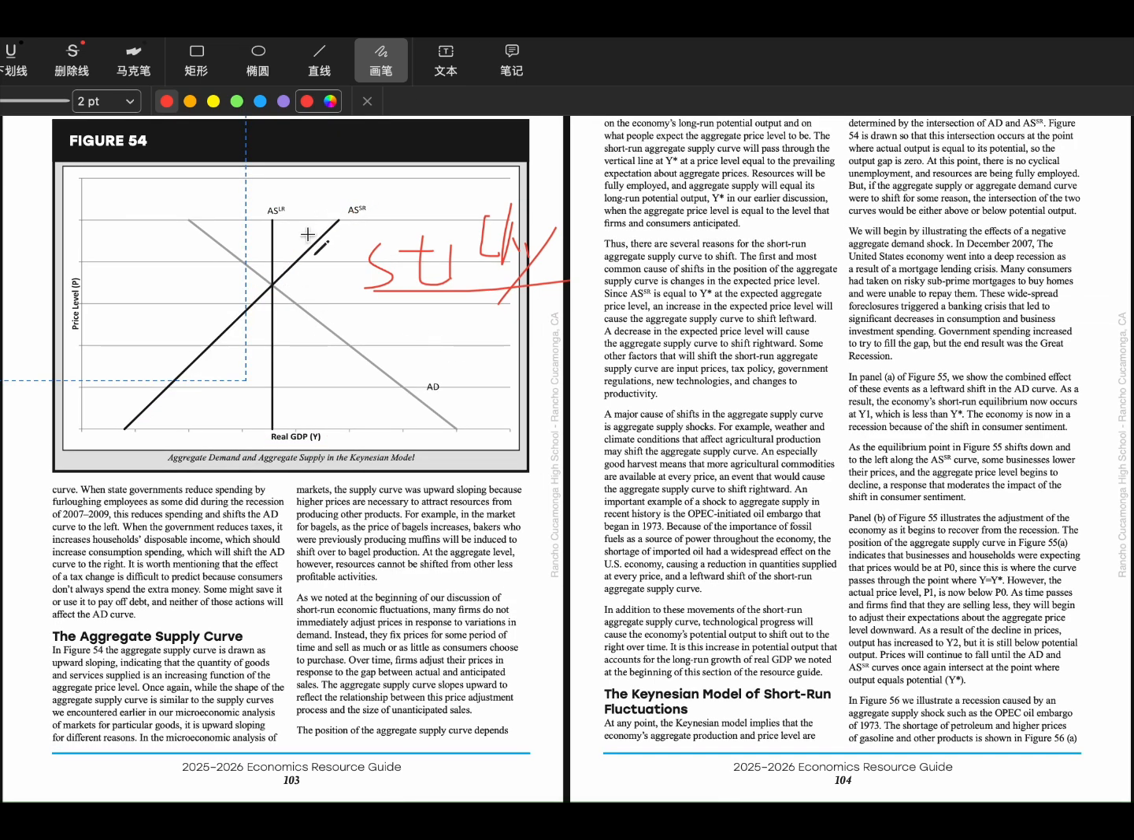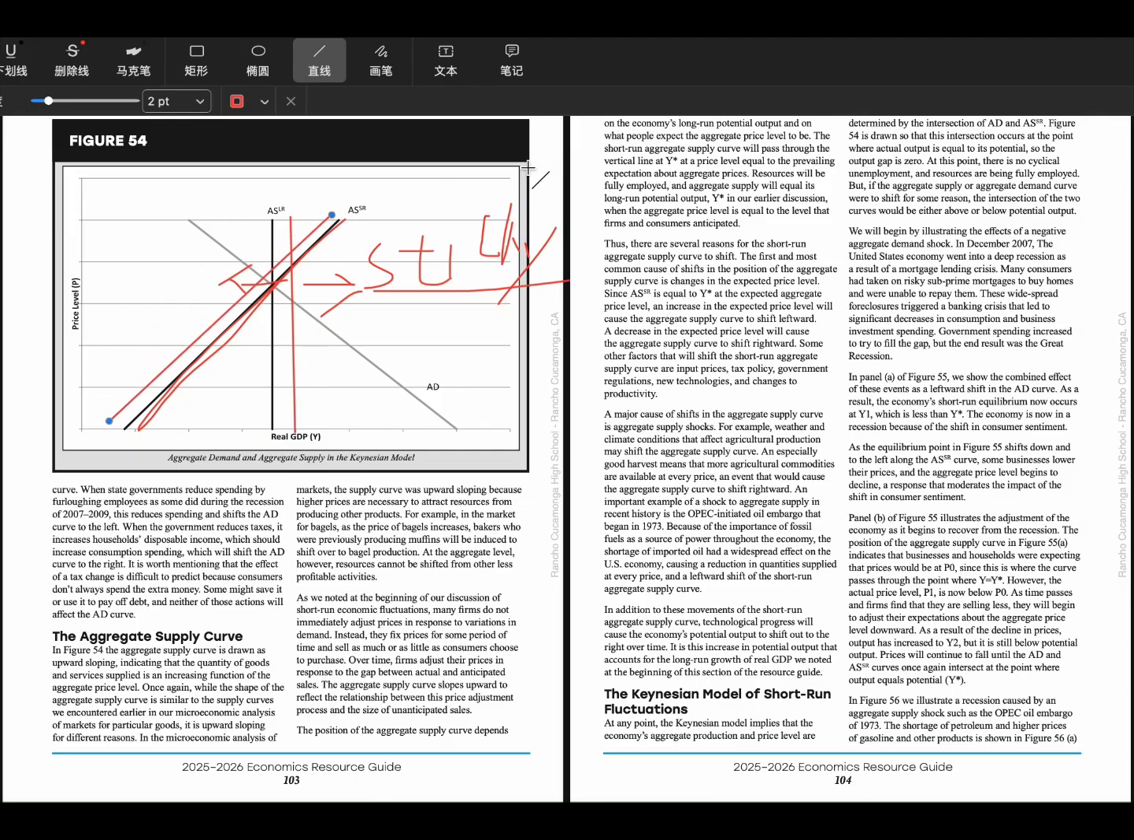Let's discuss why this thing is actually positive. Let's discuss what can actually make it shift around. Well, there are 3 reasons as provided by this book. First is that the expected price level has increased. For example, if the expected price level increases, the ASSR, surprisingly, will actually go to the left.